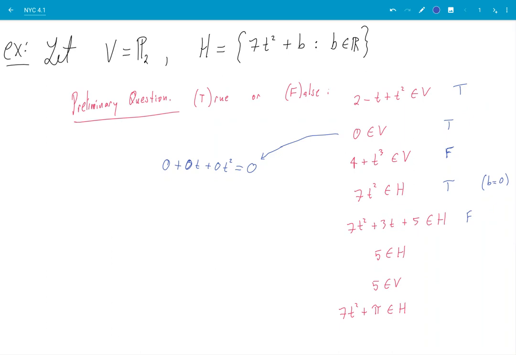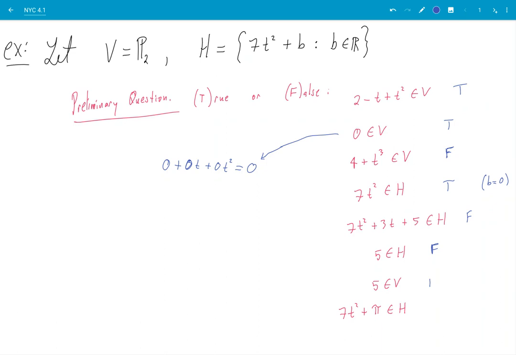Okay, is 5 in H? No, it is not. 5 is not in H because, again, 5 is not one of these guys. You may say, oh, well, yeah, let me say that again. 5 is not one of these guys. To be in H, you got to be 7t squared plus something. Okay, and the only fiddling you can do is here. You cannot mess with this over here. The only flexibility you have is there.